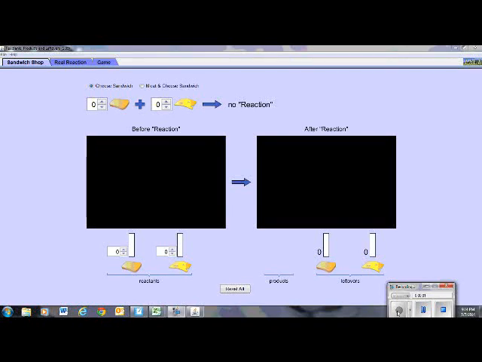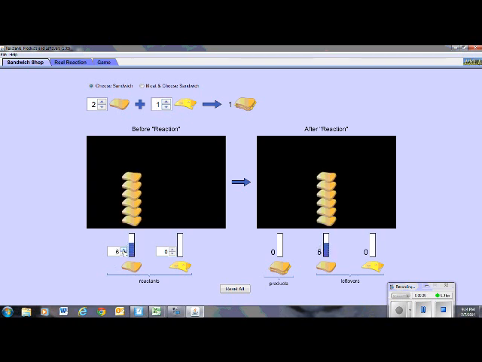Here is an interesting little simulation I found from PhET out in Colorado, and the topic is limiting reagent. What we'll do is pretend that to make a sandwich, you need 2 pieces of bread and 1 piece of cheese. If we start off with 6 pieces of bread and 4 pieces of cheese, what we would like to know is how many sandwiches can you make?